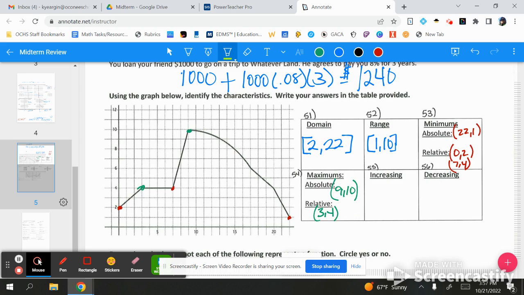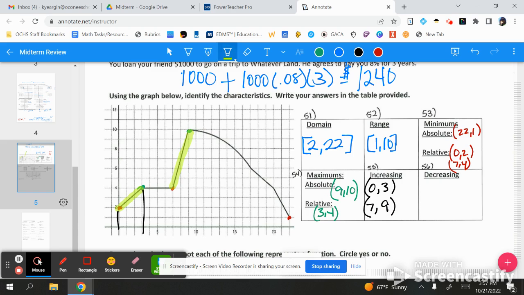Remember, when we check for increasing, we're going to trace our graph and see where our pencil is going up. And these are all x values that we're going to be evaluating here. So we're increasing from 0 to 3. And then we're also increasing from 7 to 9.